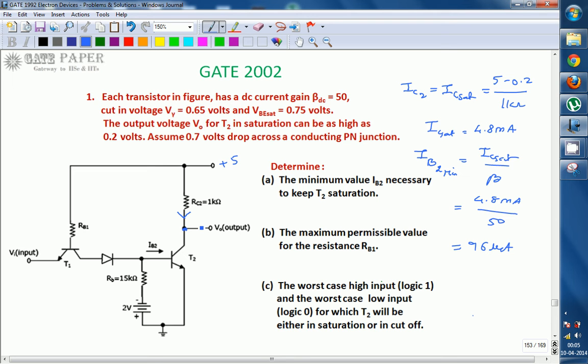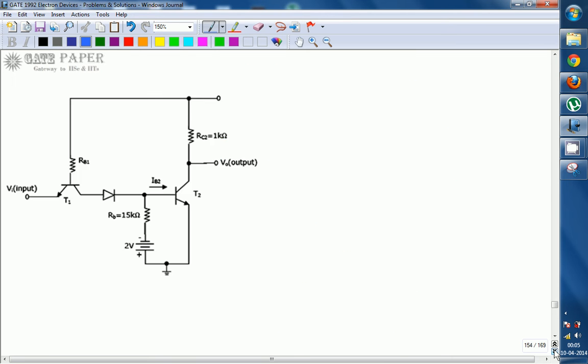Next one. The maximum possible value for the resistance RB1. Now we will go for the second one. The maximum permissible value for the resistance RB1. So look at this given diagram. We are going to calculate the RB1 value. So this value we are going to calculate.